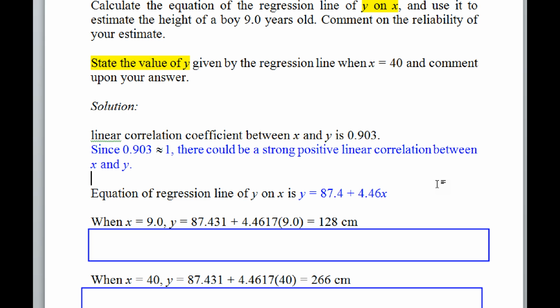So when x equals 9, what is y? Again, no big deal. Just substitution. Everybody is quite good at this.